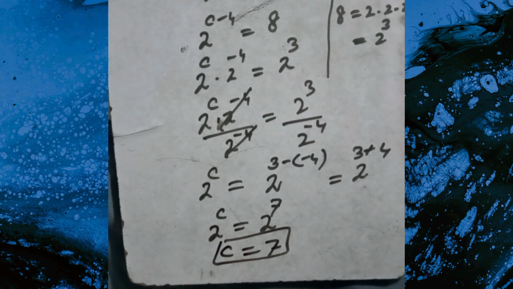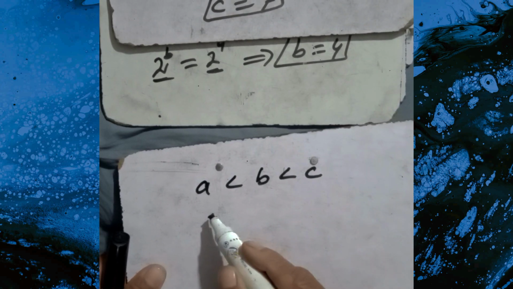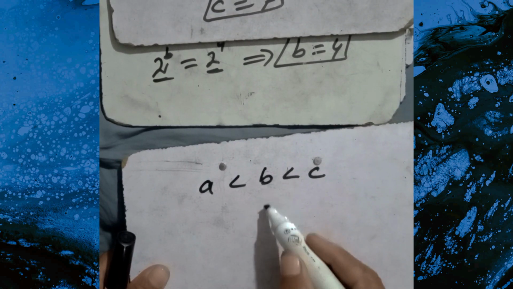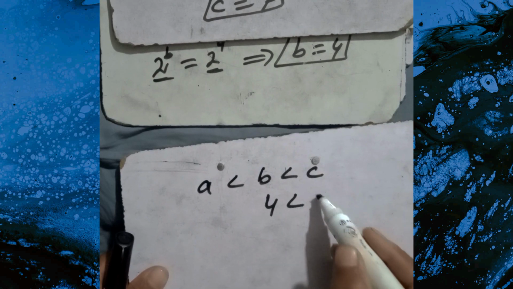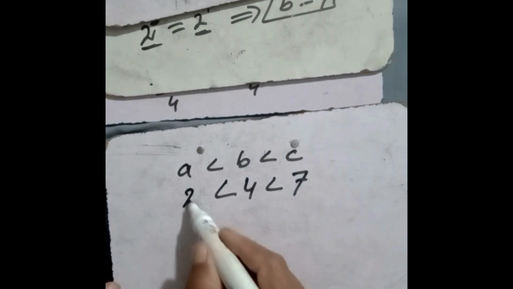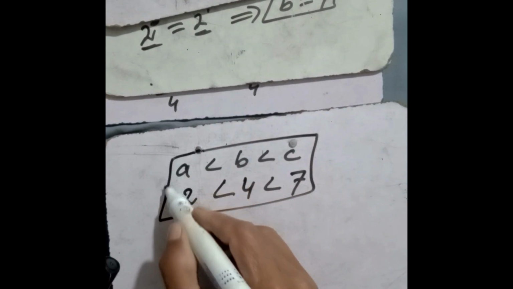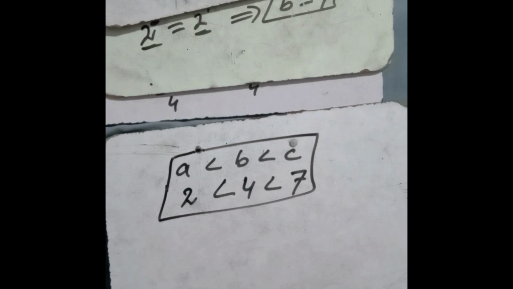Now according to the given condition, we have applied a less than b less than c. Here a is 2, b we get 4, c is 7, so 2 is less than 4 is less than 7. That is the required value of a, b and c.